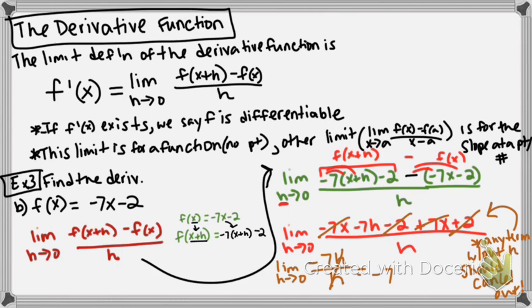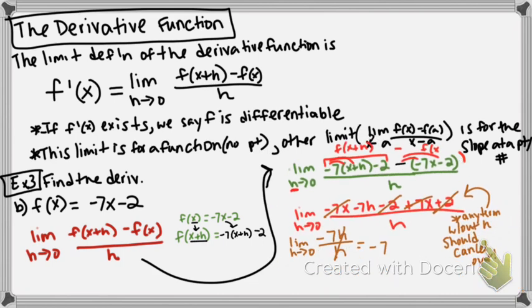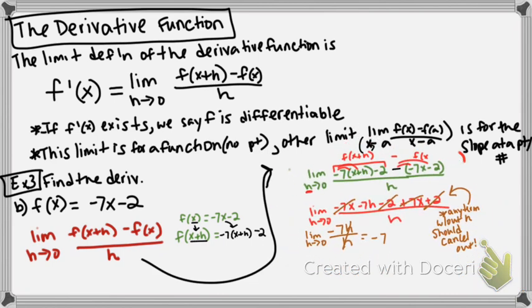Well, what does that mean here? That means that the derivative function is negative 7. F prime of x, the derivative function, this is how you label it, equals negative 7. And now I could sub in any number I want. I could sub in any x value, but the derivative is always going to be negative 7. The slope is always negative 7.